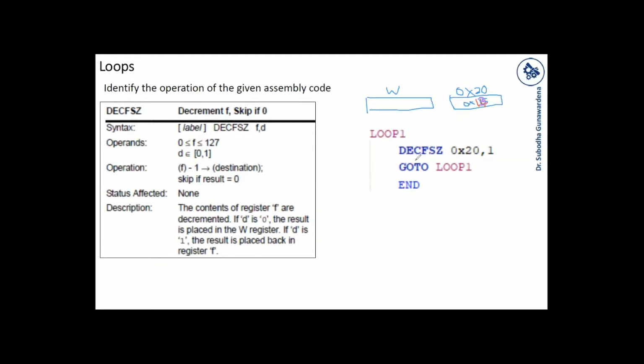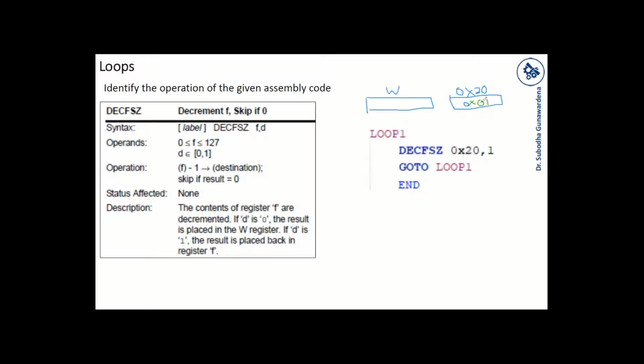No. So you are not skipping. Go to loop 1, come here, come back here, decrement by 1 again. Now the value is 0x13, decrement by 1, it will be 0x12. Likewise, this will keep on decrementing, and at a certain point the value will become 0x01. Then it will come to DECFSZ, value is 0x01.